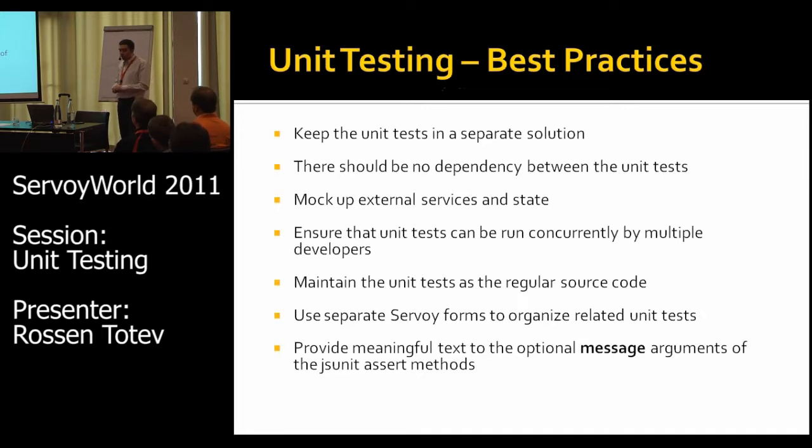This comes to the next point, where any external services or state that a particular method refers to ideally should be mocked up. In other words, if a specific method calls a different method to get some input, so method A calls method B, but you're writing a unit test for method A, ideally there should be some sort of a mock-up, because you don't want to introduce the complexity of the integration between the two different methods.